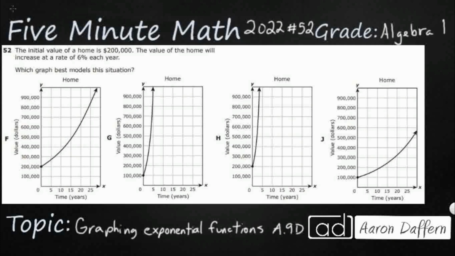So we have these 4 different graphs, and one of them is going to match this little problem situation we have up here. This is going to be an exponential function because we're increasing at a rate of 6%, and hopefully we know the graph, at least in the positive sector, moves up really quickly.